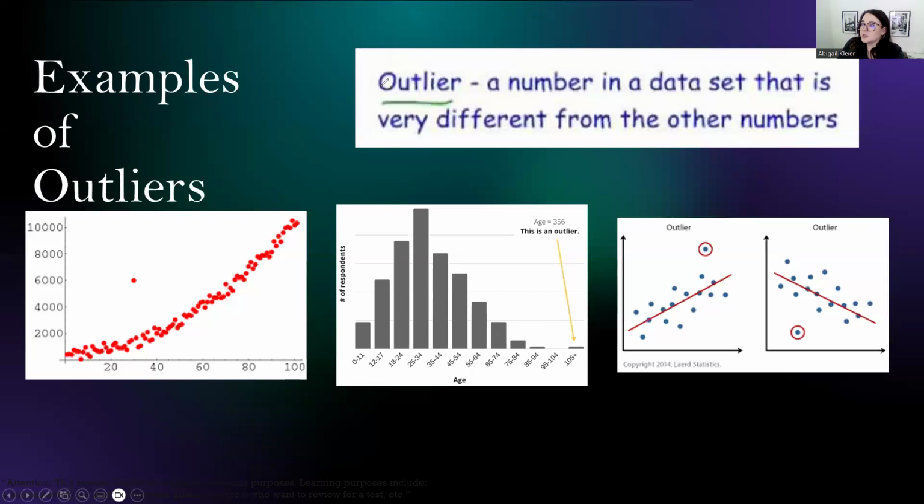So we can see here in this graph, this would obviously be the outlier. It is way far off from where the rest of the data goes. It is not following the slope of the data. So this would be considered an outlier.